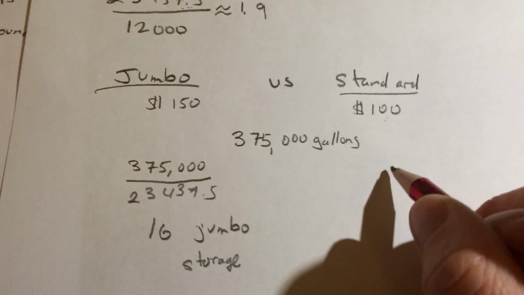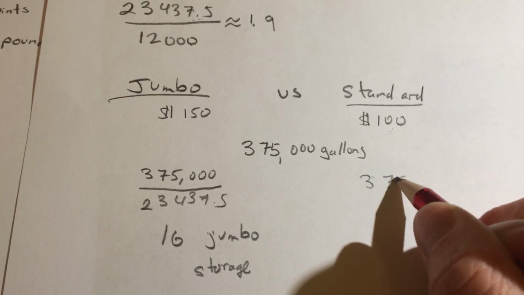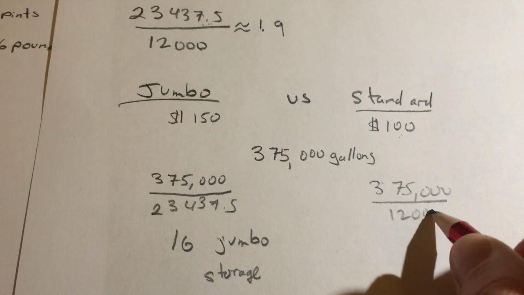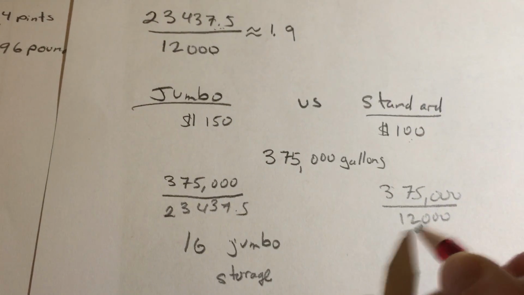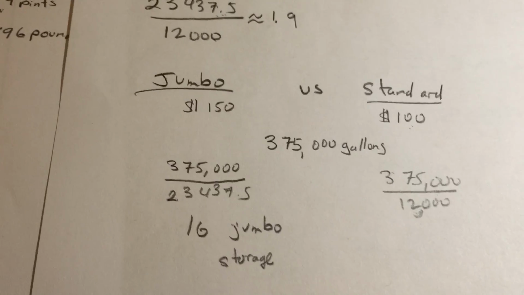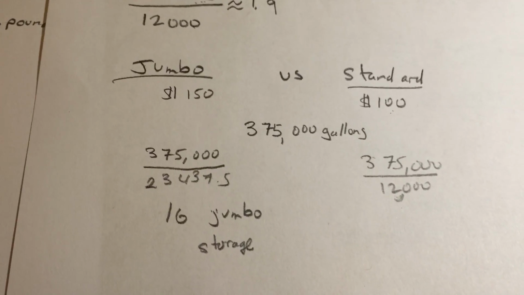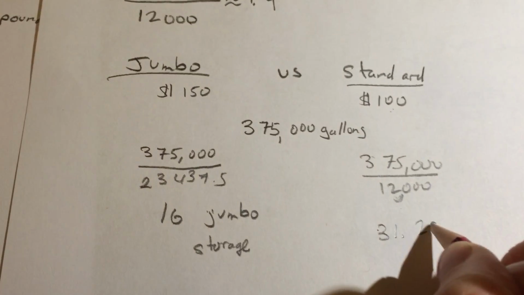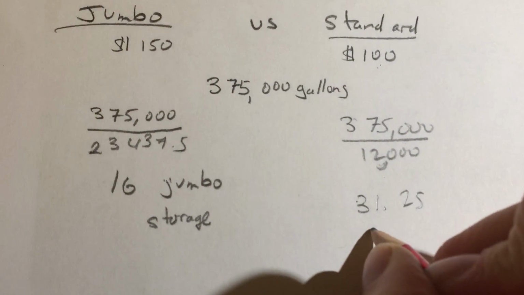So I'm going to do the same thing over here. I'm going to take the 375,000 and I'm going to divide it by 12,000, right? And again, I'm going to do this in my calculator. And this is going to be 31.25 storage tanks, the standard.